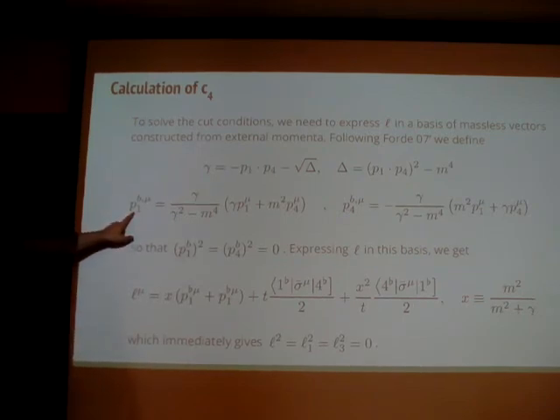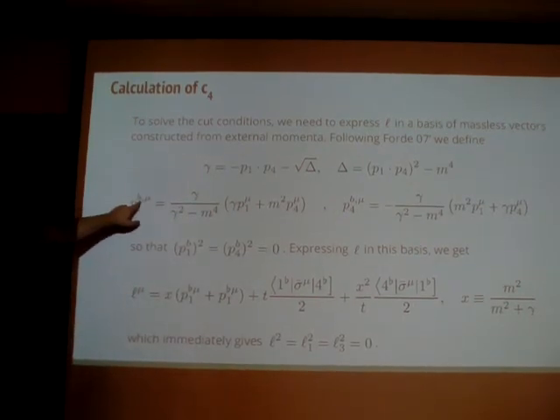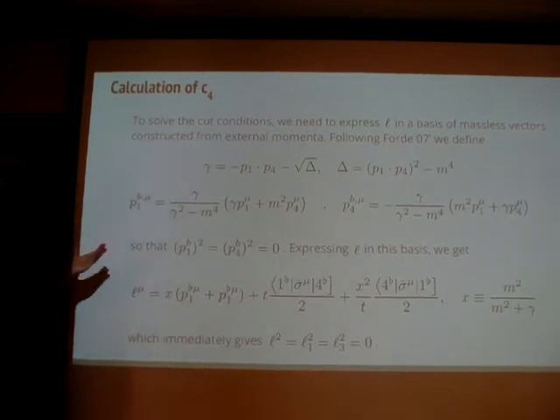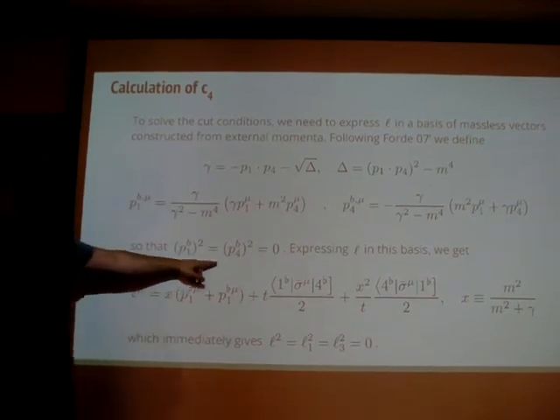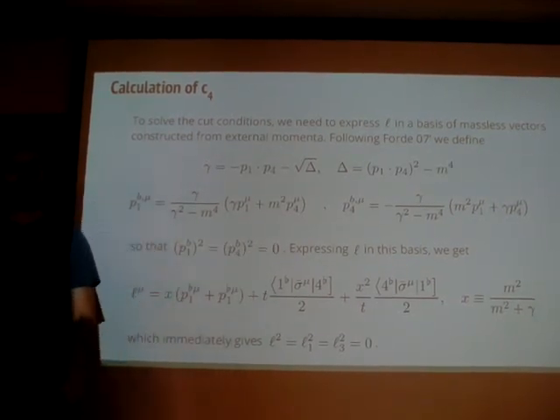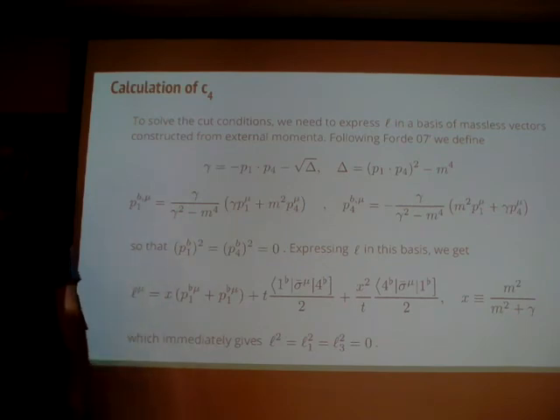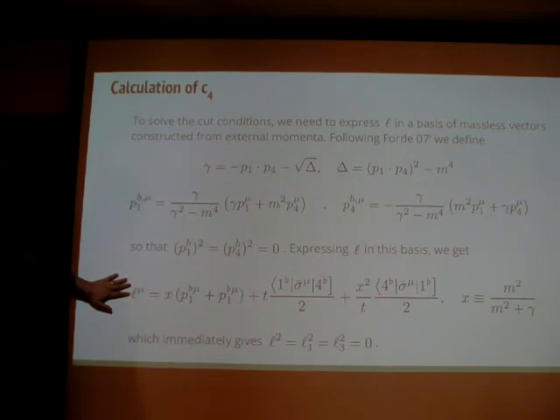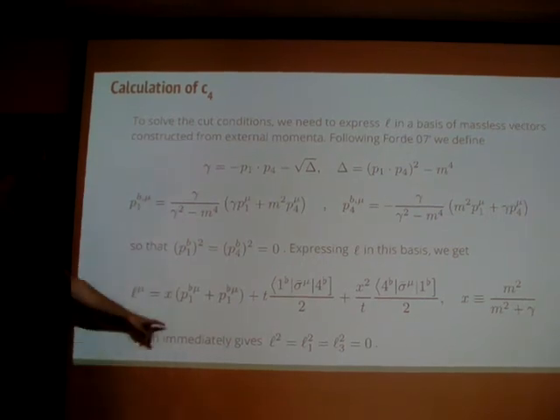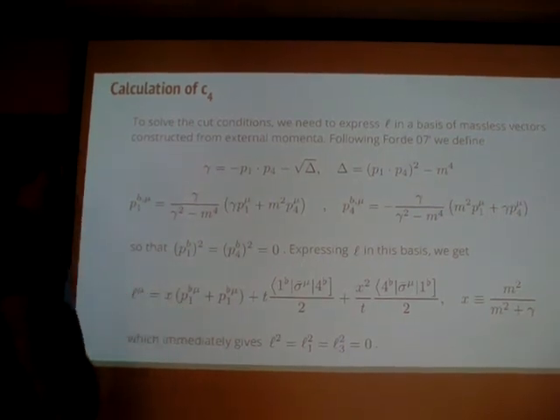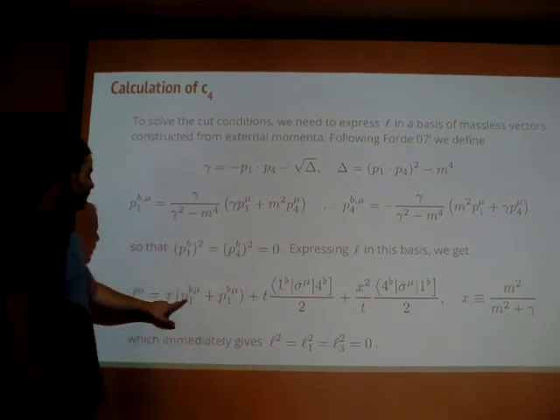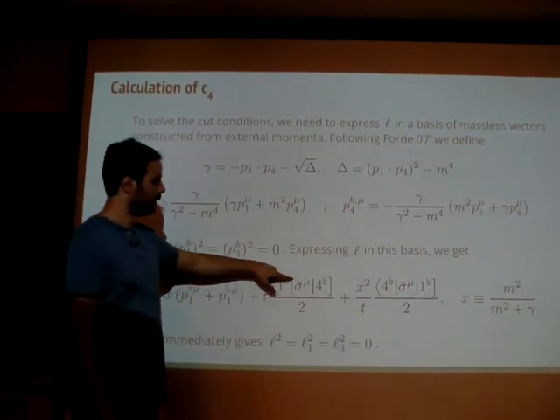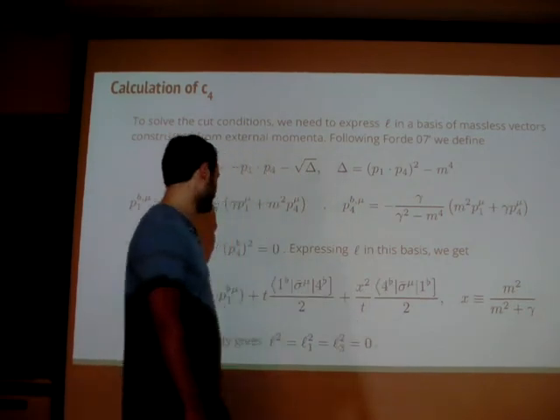of P1 and P4 to have these flat vectors. These flat vectors, just think about them as linear combinations of P1 and P4. But the nice thing is that these flat vectors are now massless, so we can take their square root, we can define spinor helicity variables that correspond to them, and then we can expand L in the basis of P1 flat, P4 flat, and then these vectors.